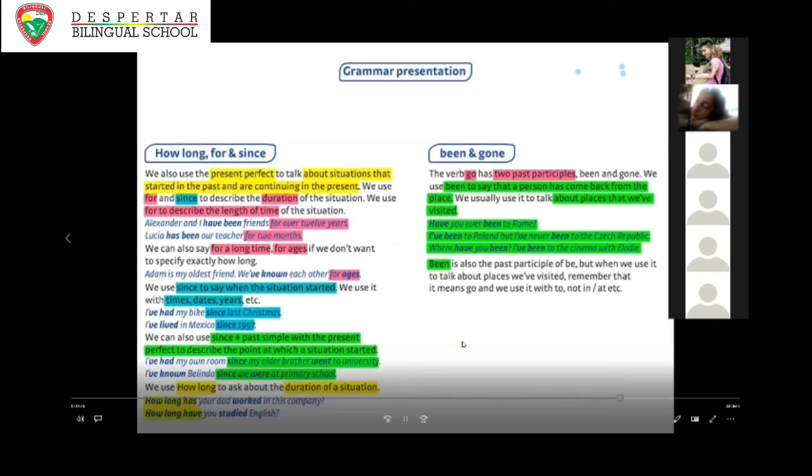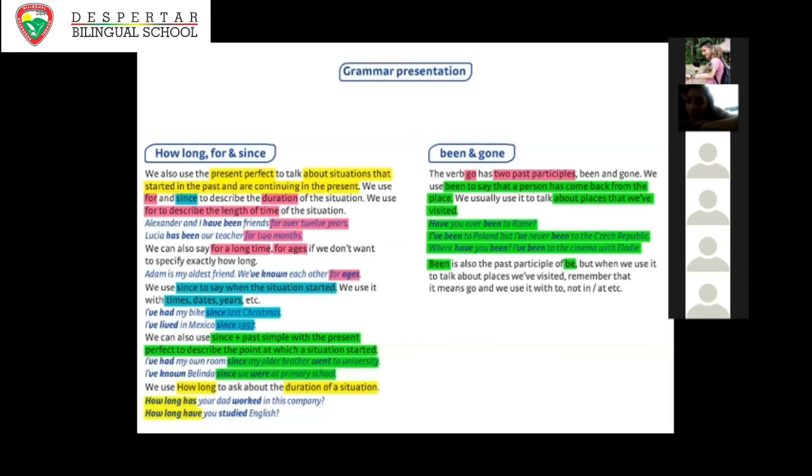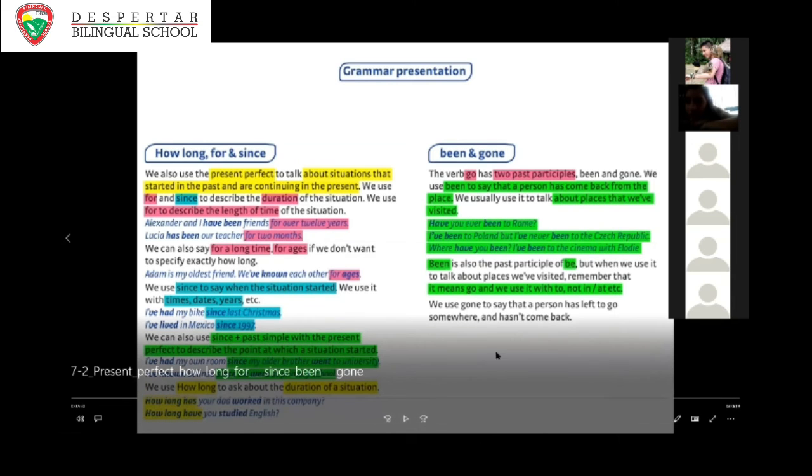Been is also the past participle of be, but when we use it to talk about places we've visited, remember that it means go, and we use it with to, not in, at, etc. Acá nos está dando la aclaración. Been es también el pasado participio del verbo to be, que es is and are. But when we use it to talk about places we visit, remember that it means go. Si vemos este verbo been, cuando nos está describiendo un lugar, es porque no lo estamos usando como el verbo to be, sino que nos referimos a dónde estuviste o a dónde fuiste. ¿Listo?